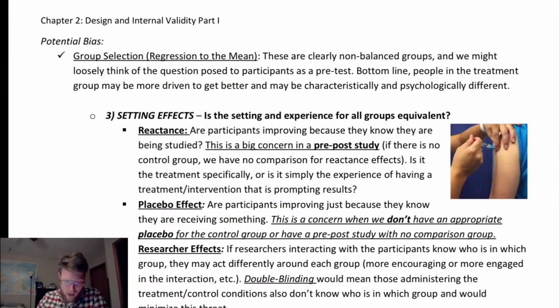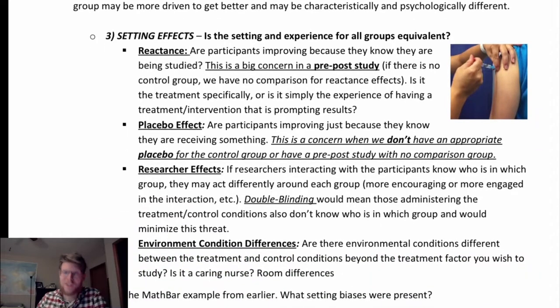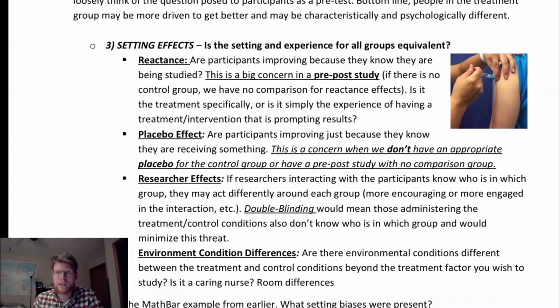All right. The third validity threat that we're going to talk about is setting effects. And that would have to do with whether my groups are taking their interventions in different settings. So there's a host of different categories, and we talked about this with the math bar example several times. But that would just be like, people are in different rooms, people are with different administrators, people have different environmental factors that are interacting with each group, and they're not the same.